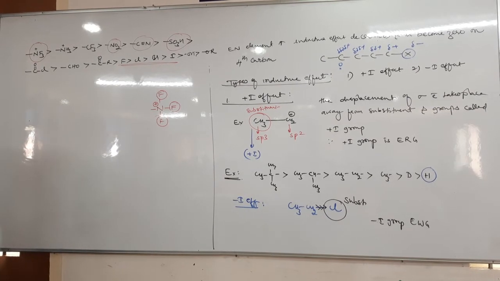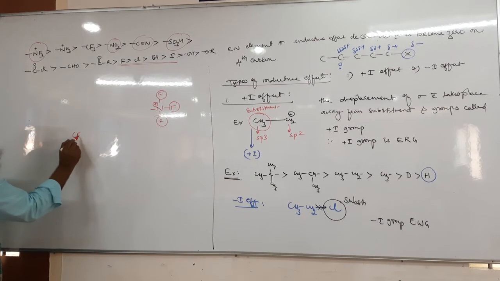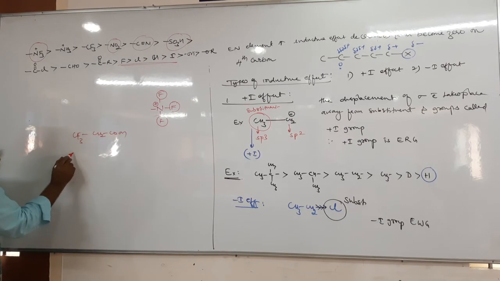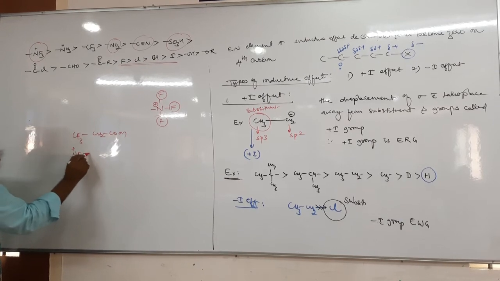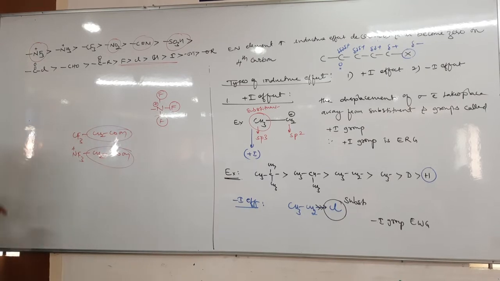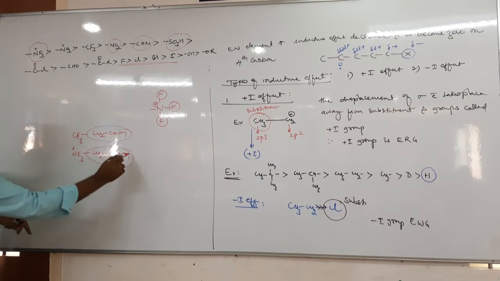Because of the minus I effect, acidic nature increases. The question is like this: there is CF3CH2COOH and there is NF3 plus CH2COOH. Both are acetic acid derivatives, but one has CF3 and the other has NF3 plus. Which is more acidic? A minus I group increases acidic strength, right? We have studied that electron withdrawing groups increase acidic strength. That means the NF3 plus one is more acidic.